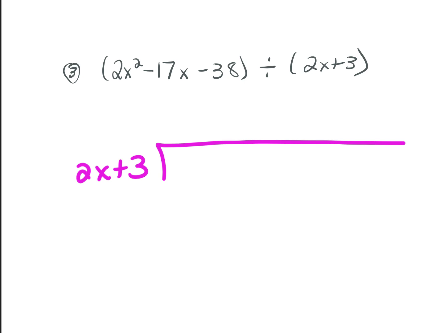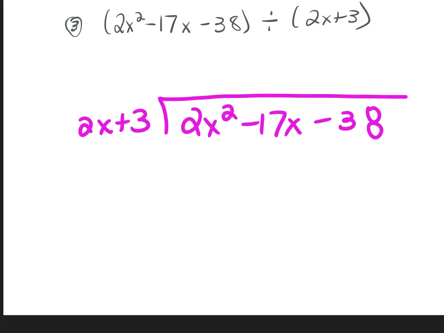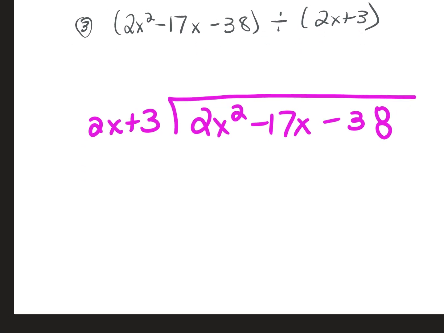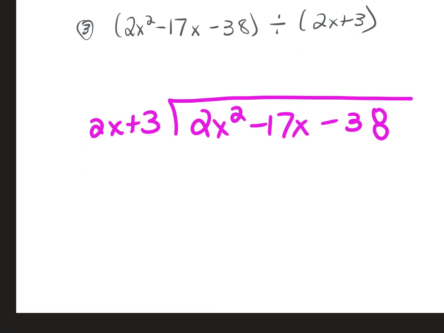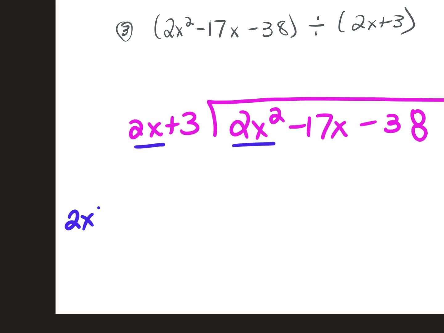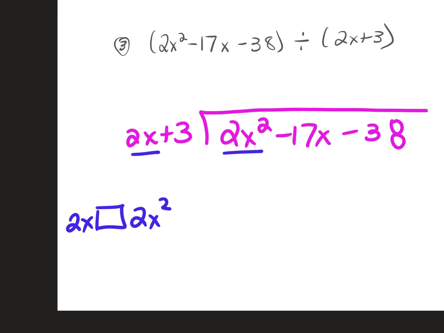So make sure there's no gaps, right? So I write down 2x squared. Do I have something that's going to stand in for the x to the first power? Yep. So minus 17x. And then I have a constant. So again, we're going to do the same process every single time. Remember, first term into first term. So 2x times what gives me 2x squared? X. So watch, I'm going to put it right here above my 17x. I just like to keep everything organized.